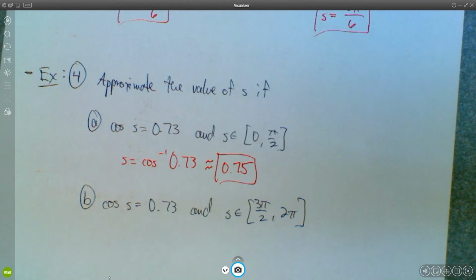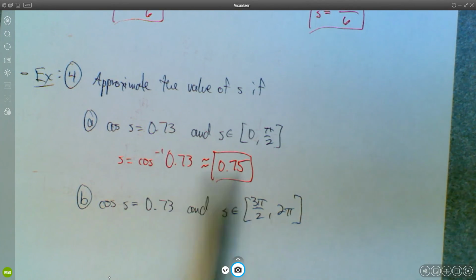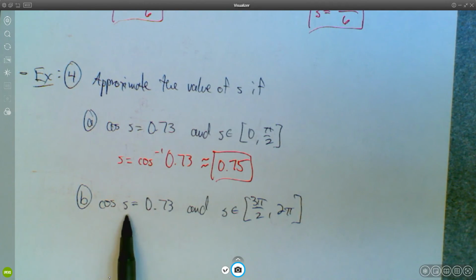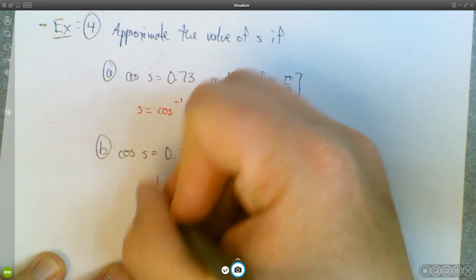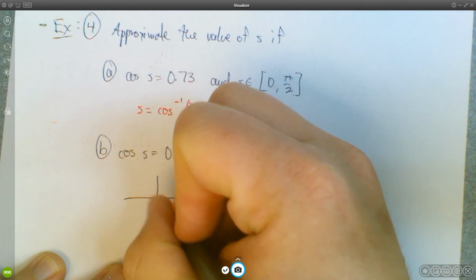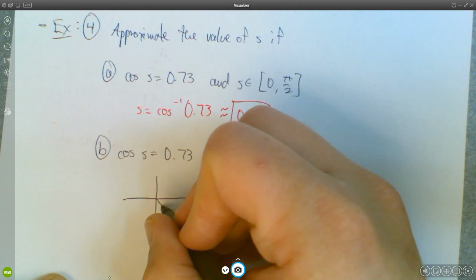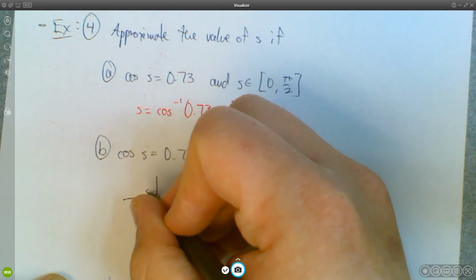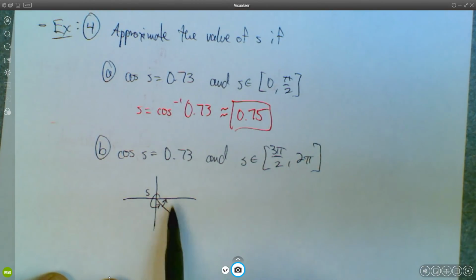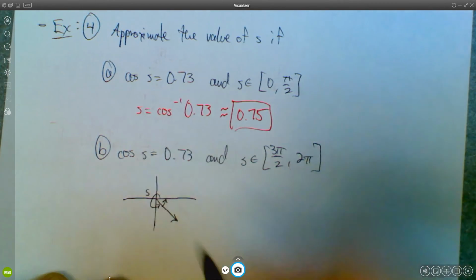If cosine S is 0.73, in particular it's positive, right? So we know that one place that cosine is positive is in quadrant 1, but the other place that cosine is positive is in quadrant 4. And so we know that S is somewhere down here in quadrant 4. And we know that the reference angle, so this is really the angle we're looking for, this is S, but the reference angle we know is cosine inverse of 0.73.